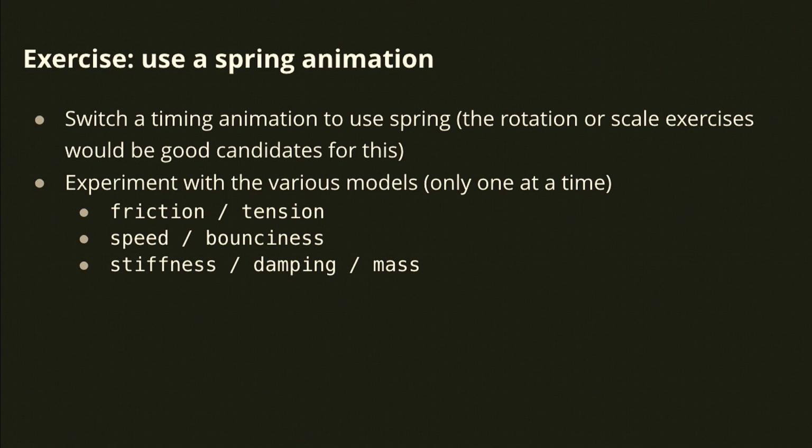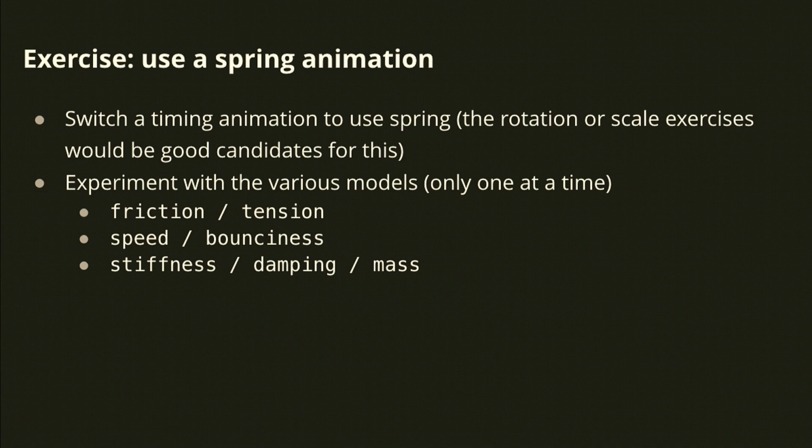We can go ahead and just change in our existing exercise that we have on our machines, change from timing to spring, and then just play around with these different models. We'll take a few minutes to do this, and you can set the friction and tension. I personally often use speed and bounciness because that's a very simple way for people who are not people who know a lot about physics.